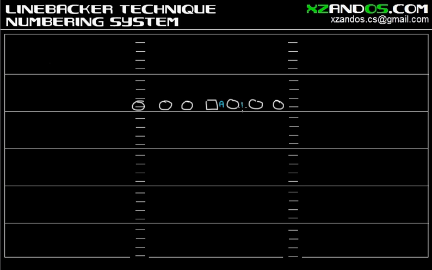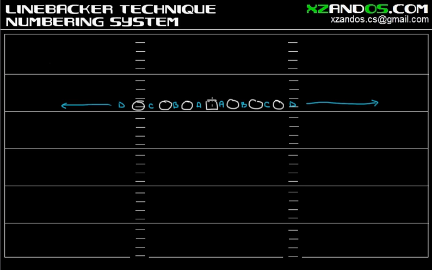Center to guard is the A gap, guard to tackle is the B gap, tackle to tight end is the C gap, and then the D gap goes all the way to the next man on the line of scrimmage, or if nobody is in between the tight end and the sideline, it would extend all the way to the sideline. It is exactly the same on the other side: A, B, C, and D, and that extends all the way out to the next man or the sideline.